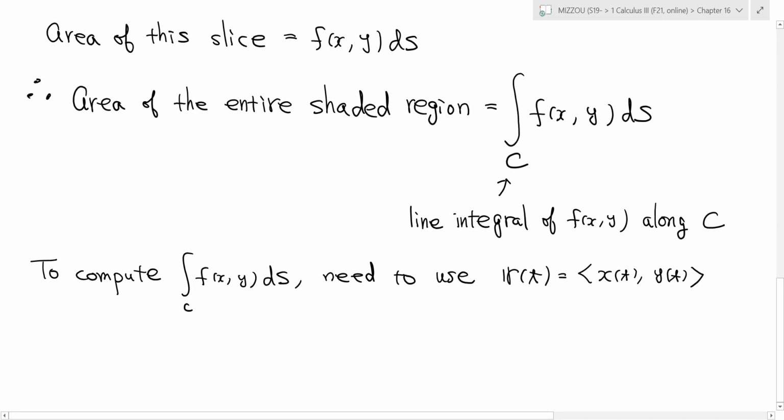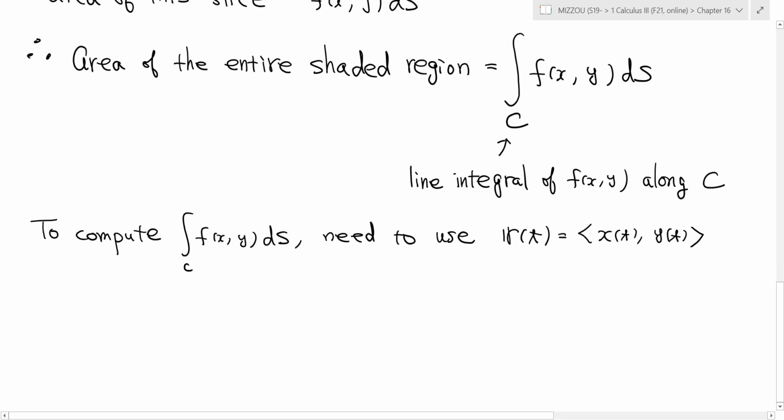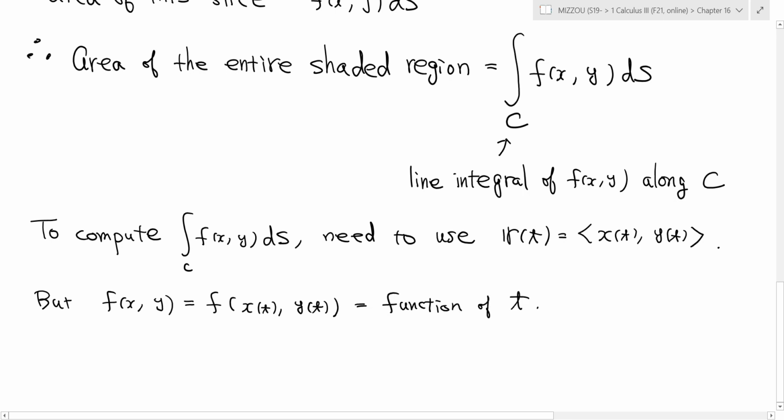So therefore, in terms of t, the integrand f of x, y is actually f of x of t, y of t. We need to use this, okay? But we already know that f of x, y is, strictly speaking, f of x of t, y of t. So that's a function of t after all. And then now, what we have to do is to express ds by using t.